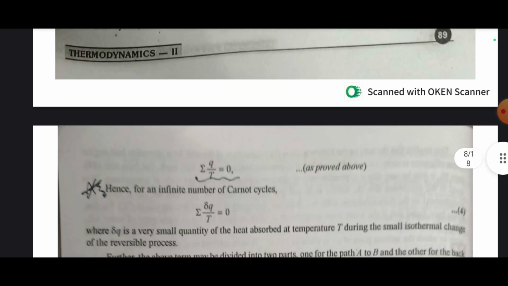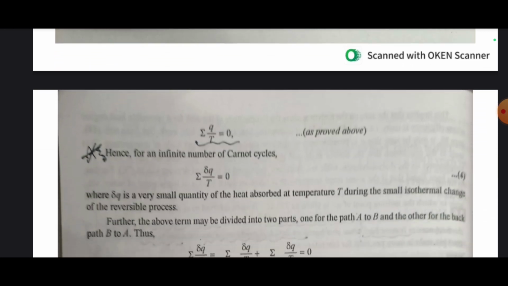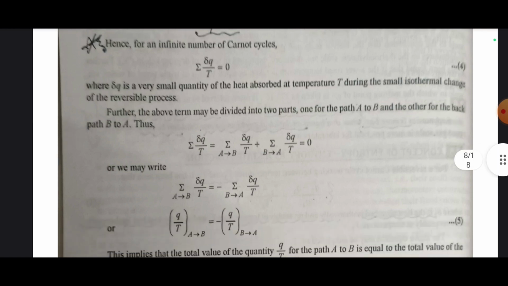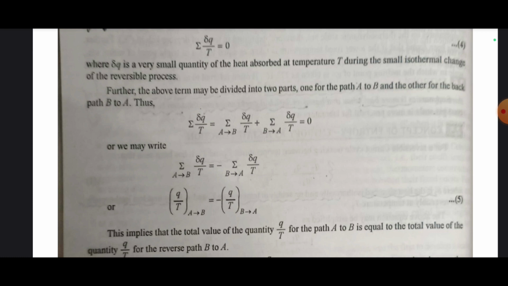For each of these cycles, we have summation Q by T is equal to 0. Hence, for an infinite number of Carnot cycles, summation of del Q by T is equal to 0, which is equation 4, where del Q is a very small quantity of the heat absorbed at temperature T during the small isothermal change of the reversible process.